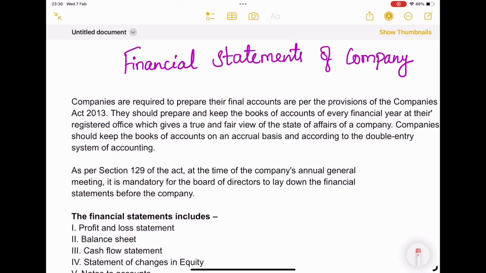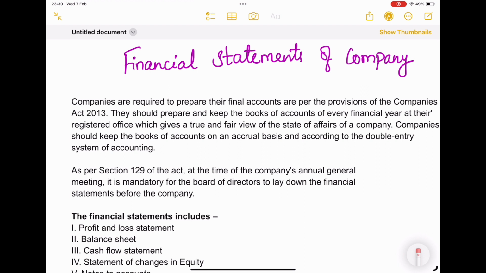Hello everyone, in this video we are going to start with a new concept, financial statement of company. This chapter is a part of corporate accounting. Here we are going to learn how to prepare financial statements, not complete financial statements, only some parts. Before starting with the problems, let us understand the basic concept of financial statement.